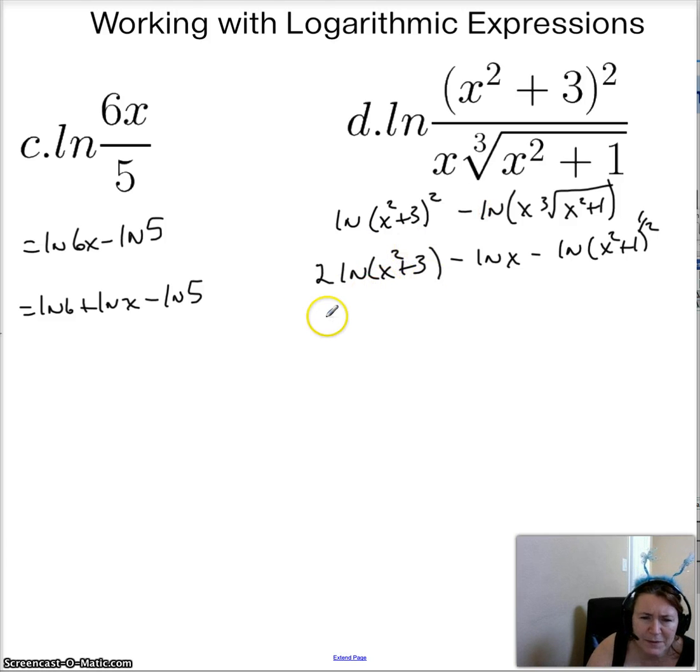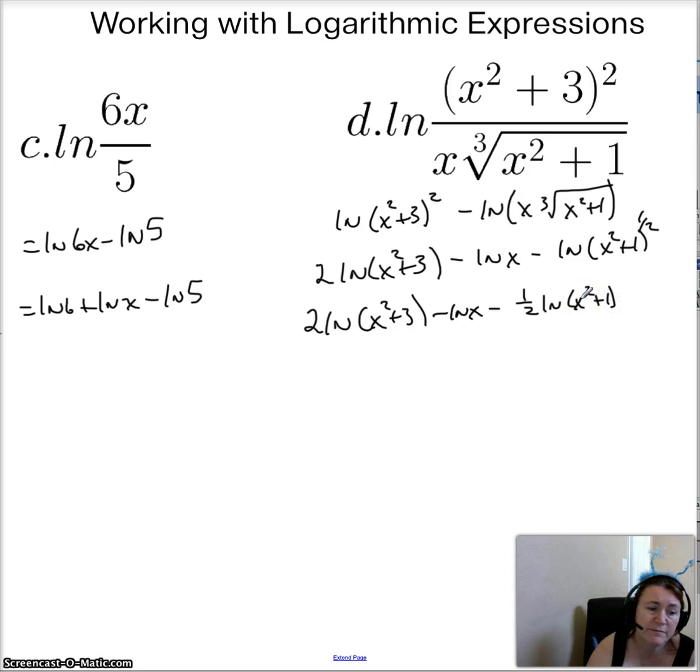Now, is there any more I can do to this one? I'm not seeing any more. Natural log x squared plus 3, I can't factor it at all. Okay, minus the natural log of x. Can't do any more with that. Minus 1/2 the natural log of x squared plus 1. Okay, now you're done. You can't break that down anymore. If that was a negative sign, then you could factor it. But I didn't give you that.